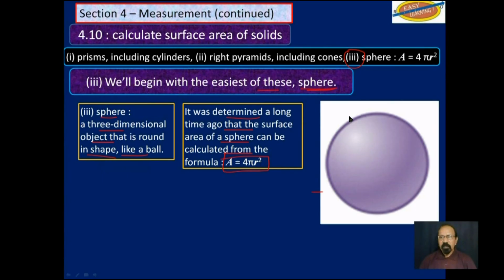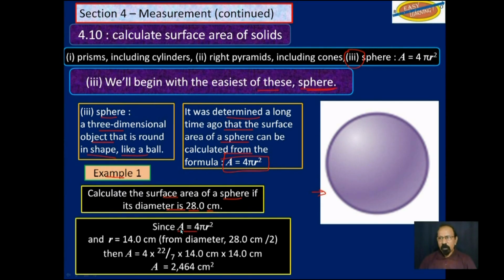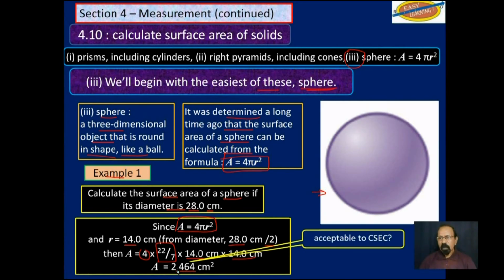So consider this sphere here. Example 1. Calculate the surface area of the sphere if its diameter is 28.0 centimeters. So we know the formula for the area of a sphere is 4 pi r square. We know that the radius is 14.0. Substitute in our formula. Surface area of a sphere is 4 times pi, which is 22/7, times the radius squared, and we get this answer.